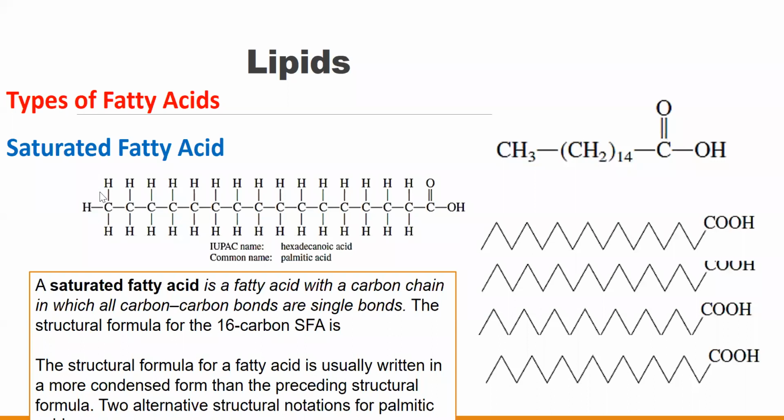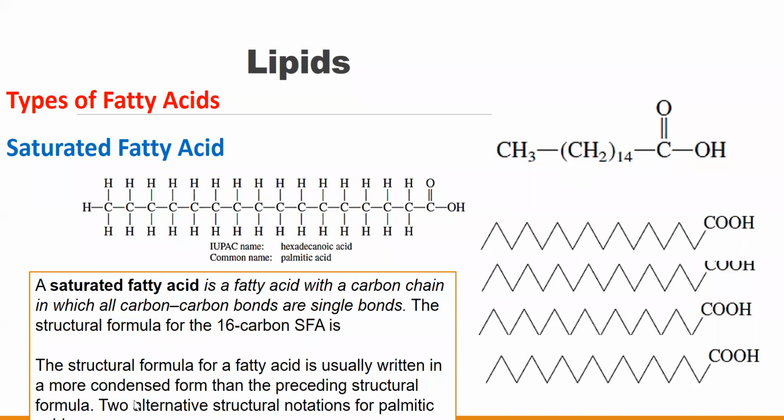So the simple fatty acid has a polar end and a non-polar end, where we have this head and this tail. Usually the head is the polar end of the fatty acid, and the tail is the non-polar end. A saturated fatty acid such as this is a fatty acid carbon chain with all single carbon bonds. So here is the structural formula for the 16-carbon saturated fatty acid.